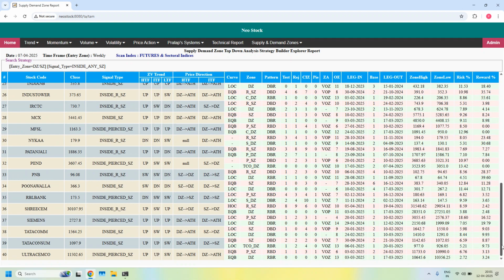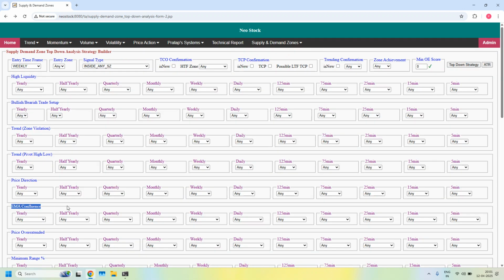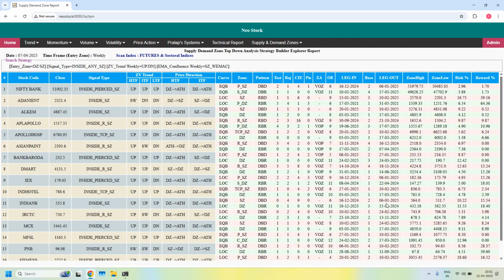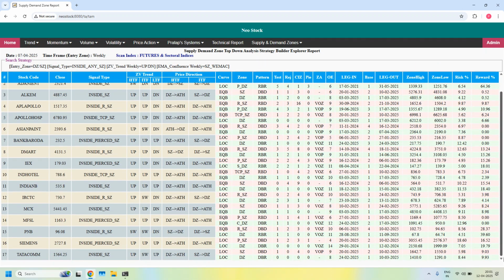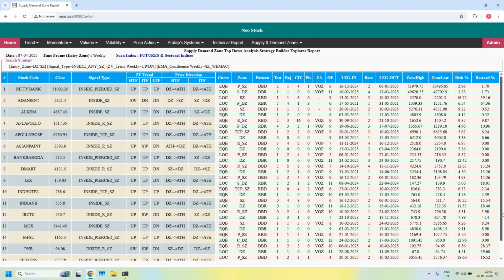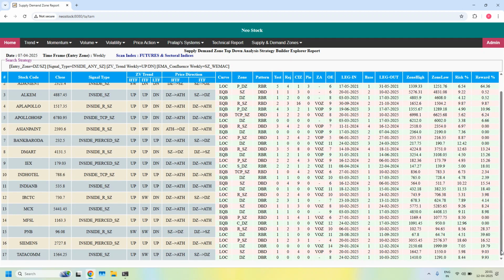Now let's verify, out of these 40, how many weekly supply zones are having weekly EMA confluence. And also the trend on the weekly should not be sideways, it can be up or down. Now the list is reduced to 17 stocks. So first 15 stocks in the list. Scrolling the list down. Total 17 stocks.